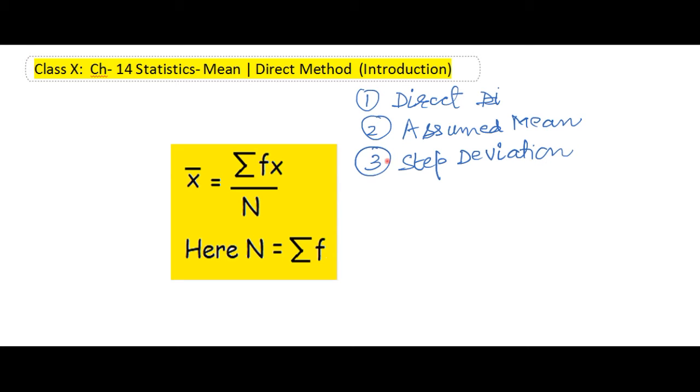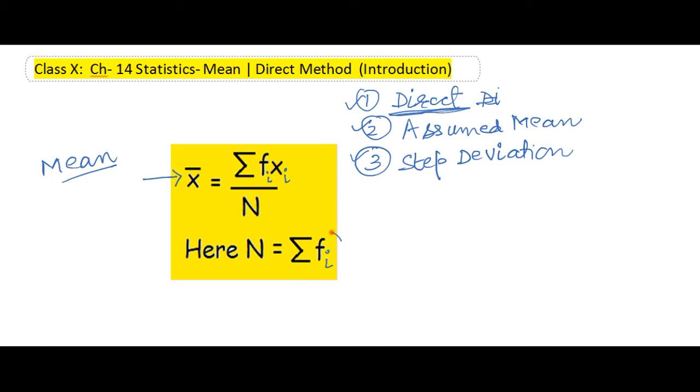So these are the three basic techniques which will help you in calculating mean, but today our focus will be on the direct method. As you can see on my screen, there is the formula for calculating mean using the direct method. As we all know, x bar is the mean, and the formula is sigma fi xi upon n, where n stands for the sum of all fi's. In general, fi's are frequencies and xi's are variables.